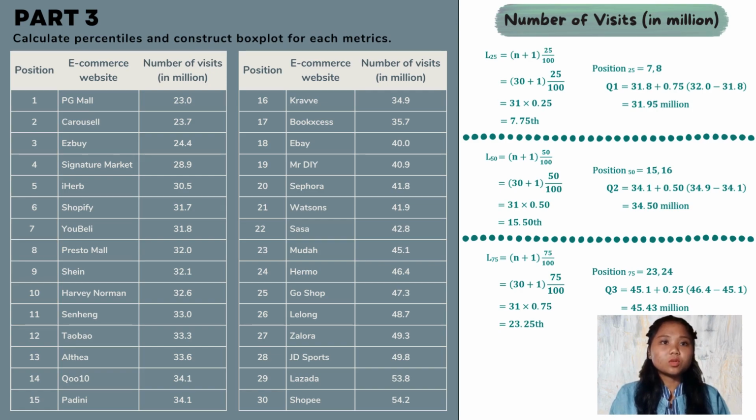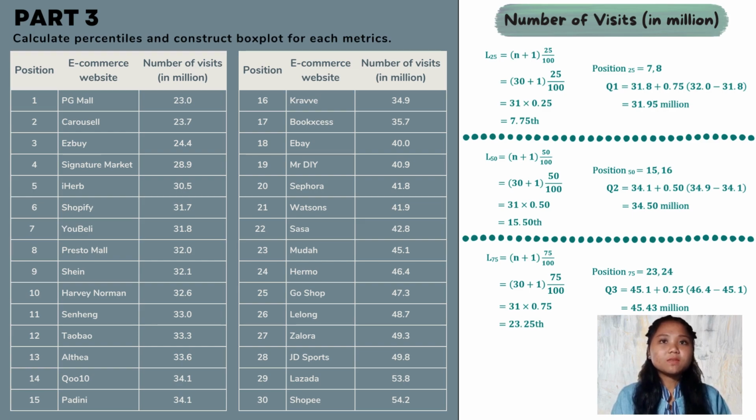For Q2 or the 50th percentile, the locator is 31 times 0.5, which gives 15.50. That is 0.5 of the distance between the 15th and 16th observations. So the 50th percentile is 34.1 plus 0.5 times the distance between 34.1 and 34.9, and that gives 34.50 million.